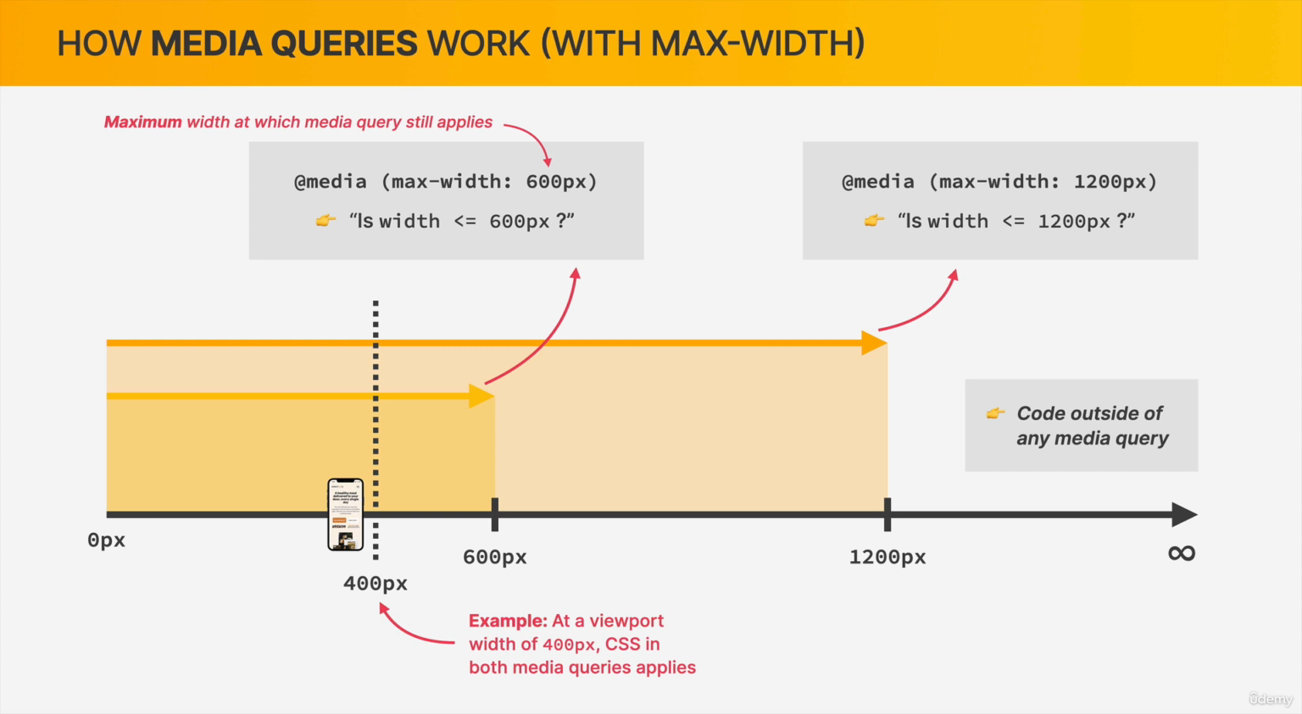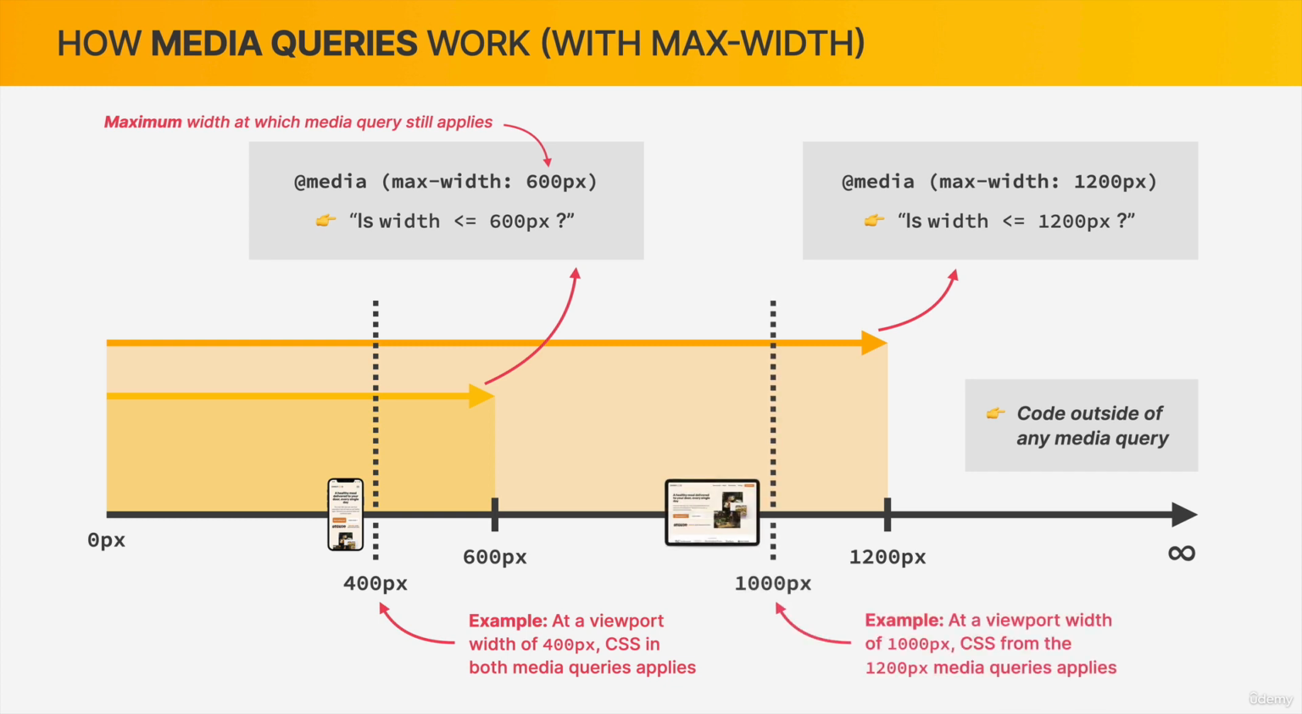But now another example, this time with a phone of 1000 pixels of width, or maybe actually a tablet. Here only the 1200 pixel media query applies because only that condition is true. So 1000 is of course less than 1200 pixels, but it is not less than 600. And therefore, only this 1200 pixel media query does apply here. So with that, I hope you understand now how the max-width media queries work. And so let's now switch to our code and try it out there.